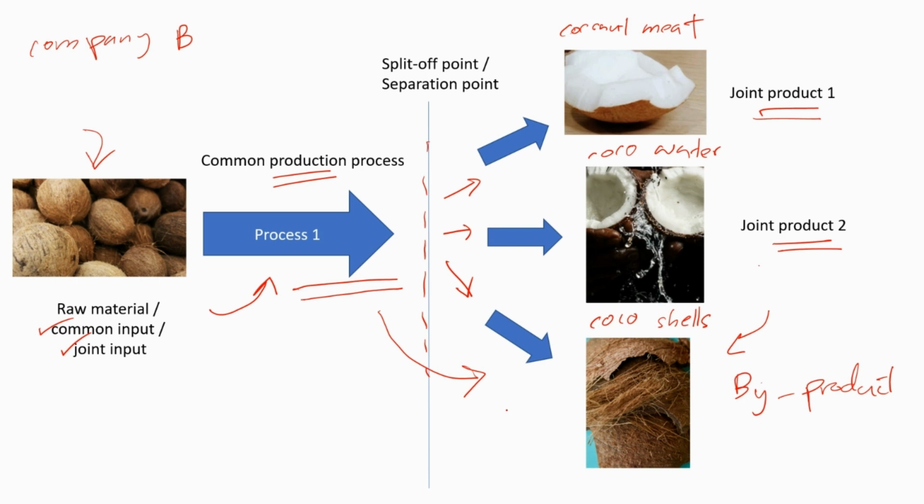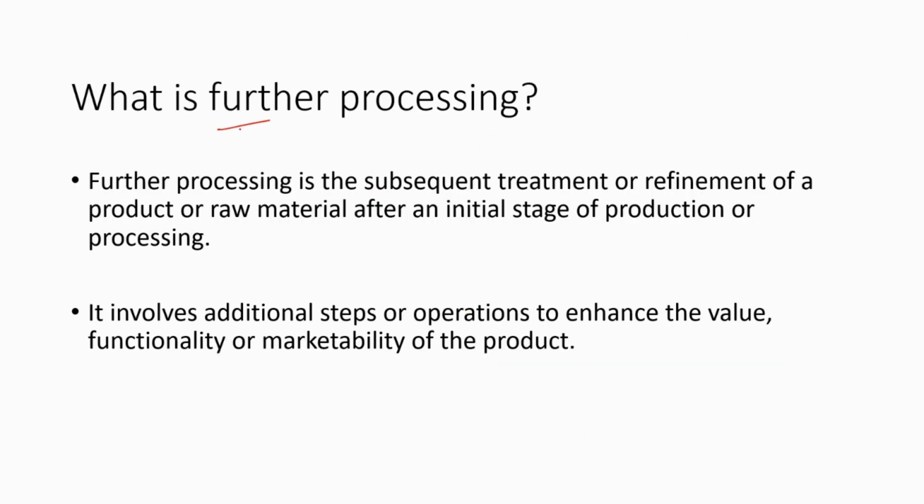Now let's go one step further. What is further processing? Further processing is the subsequent treatment or refinement of a product or raw material after an initial stage of production or processing. Simply, this means further processing happens after the common production process. Further processing will add value to the joint products. It involves additional steps and operations to enhance the value, functionality, or marketability of the product. Simply, this means further processing is going to add value to the joint products.